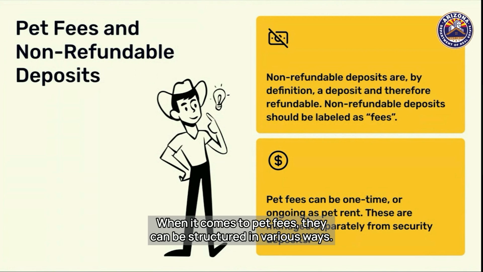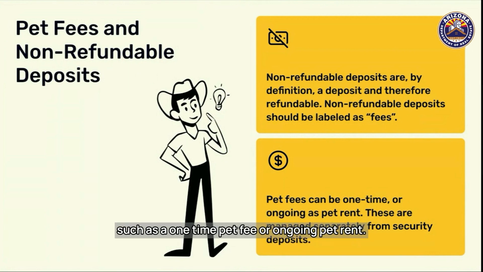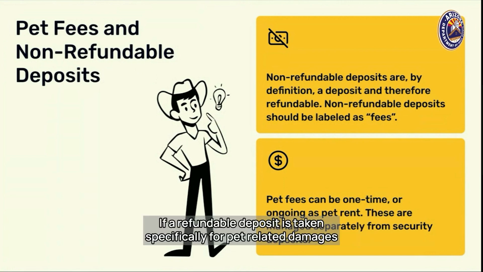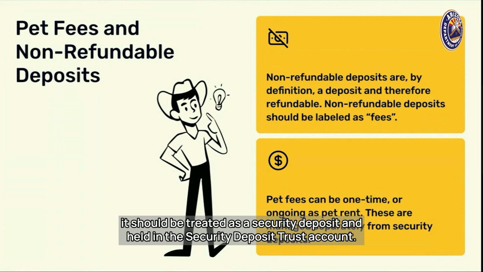When it comes to pet fees, they can be structured in various ways, such as a one-time pet fee or ongoing pet rent. These fees cover potential damages caused by pets and should be managed separately from security deposits. If a refundable deposit is taken specifically for pet-related damages, it should be treated as a security deposit and held in the security deposit trust account.